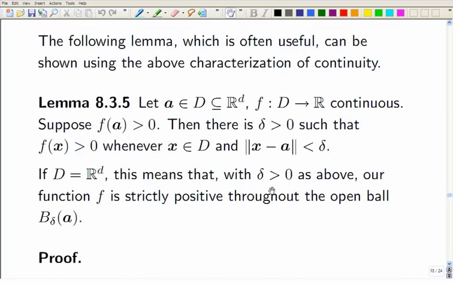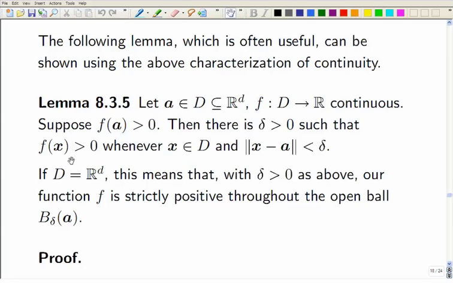So this lemma and variants of it are very useful in analysis. I'm going to make a couple of comments before we prove it. But what does this lemma say? Suppose you've got a continuous function, a real valued continuous function, and you found a place where it's strictly positive. And you want to know that it stays positive nearby. So the idea is that if x is in your domain and near to a, then you want to make sure that f(x) is still positive.